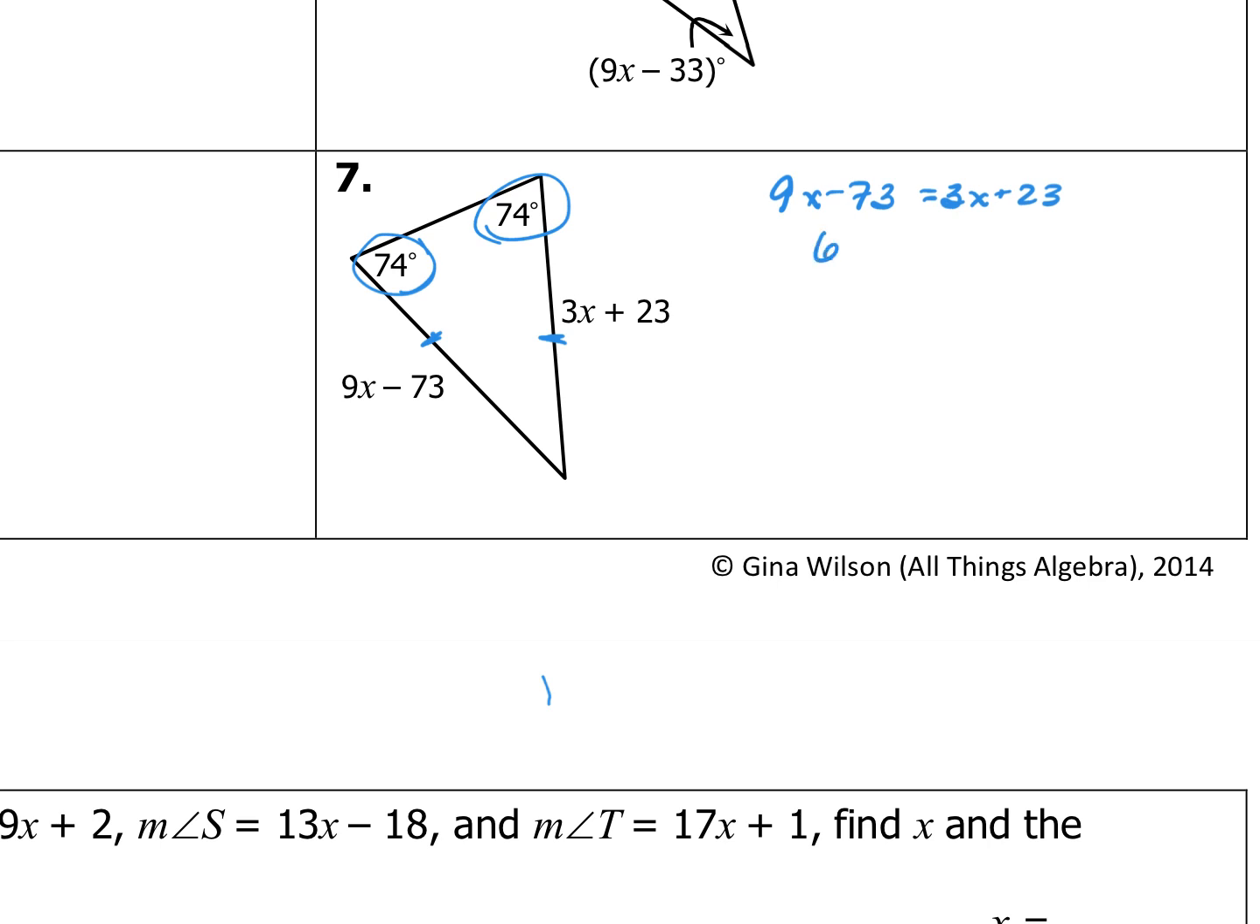Subtract your 3x from both sides. So 6x minus 73 equals 23. Add 73 to both sides. So 6x equals 96. And then divide by 6, which is going to give us x equals 16.